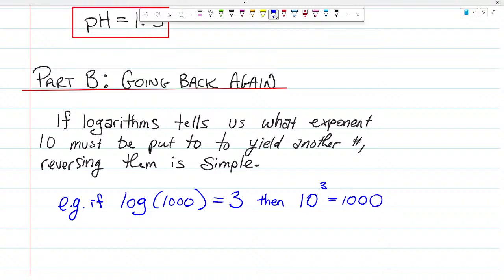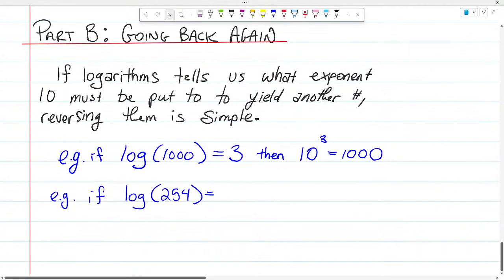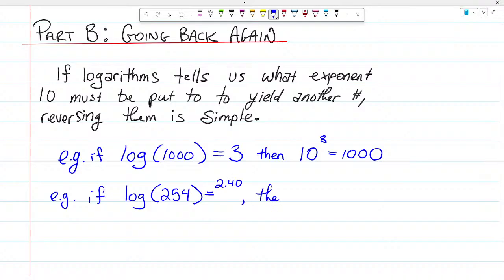Okay, good. Now that's an obvious one. If log of 254 is equal to what? Do that on your calculator. What's the log of 254? What is it? 2.4? 2.40? Good. Then what does 10 to the exponent 2.40 have to equal? 254. Does that make sense?